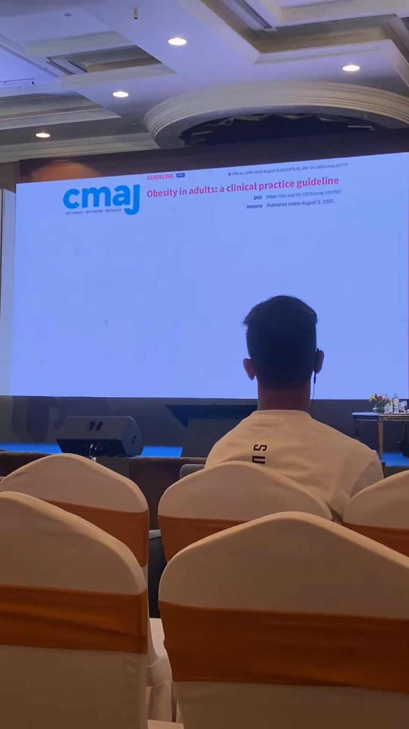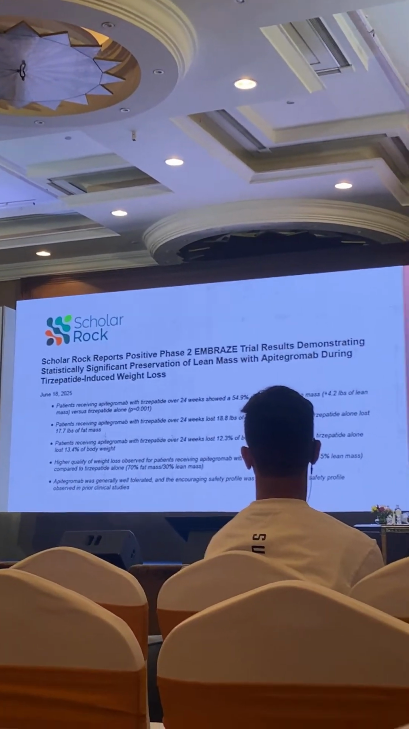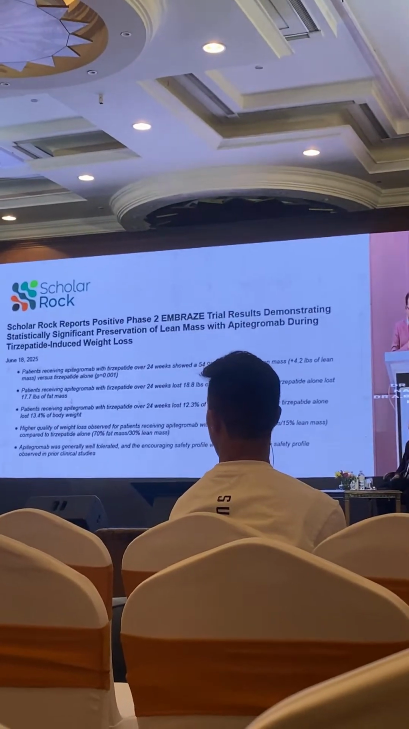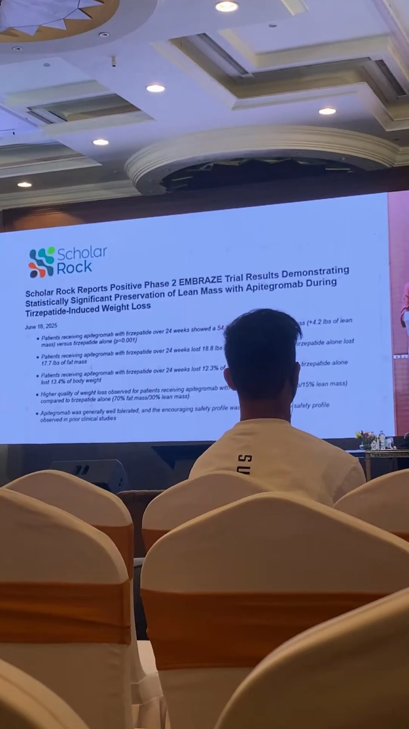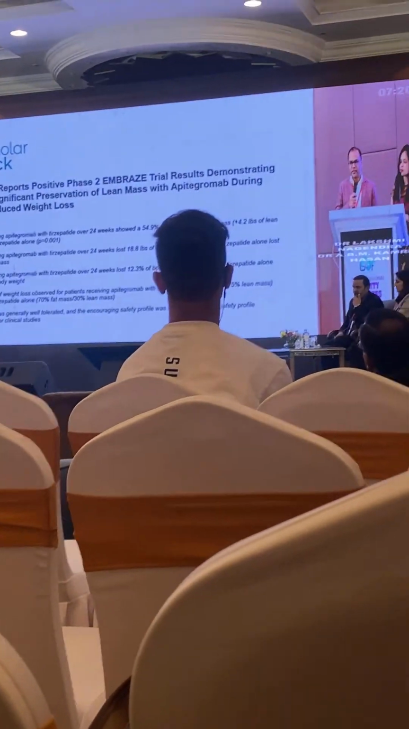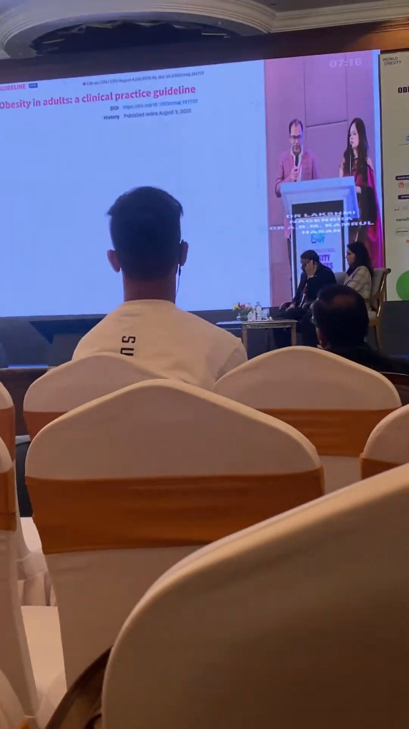There may be some drugs also. We also noted bimagrumab, which is in phase 2 studies, and there is also a drug known as apitegromab. These are under trial and not yet available. In combination with GLP-1 or something like that, they may preserve lean mass and prevent sarcopenic obesity also.